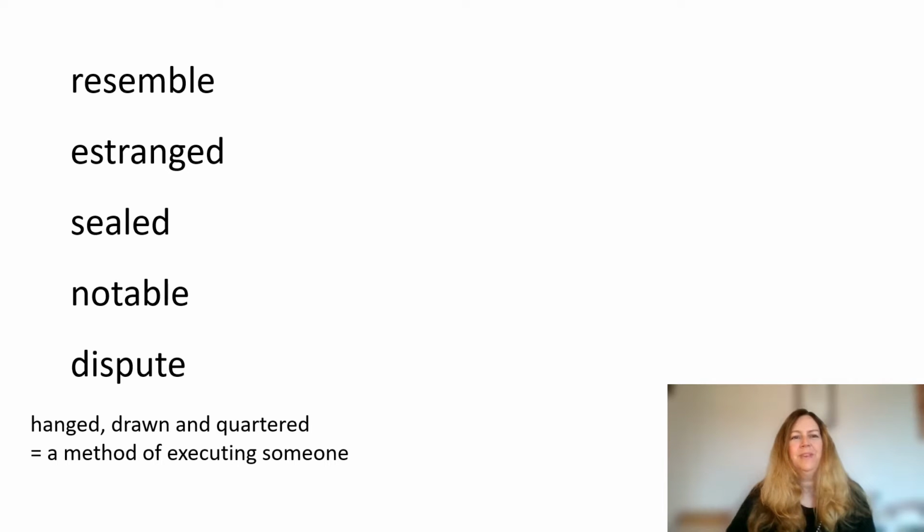First of all, let's look at some of the difficult words you will hear. To resemble means to look like. If you are estranged from someone, it means that you are separated from them and that you no longer feel affection for one another. If something is sealed, it means it has been agreed to and the outcome cannot be changed.